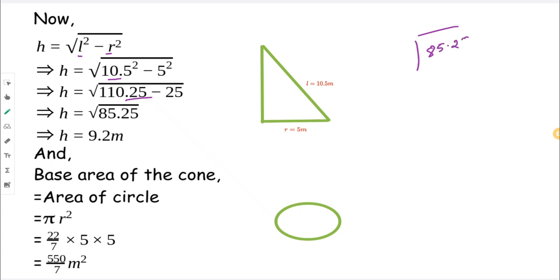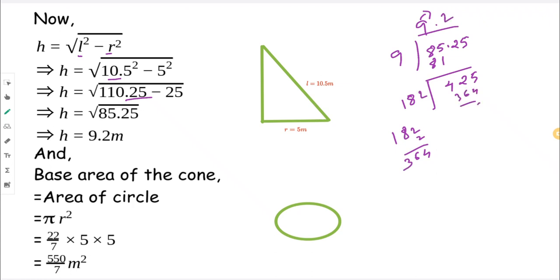85.25. We'll start with 9. 9 nines are 81. Then 85 minus 81 is 4. Then the next two digits will come down, making 425. And like I said, we also have to take it into 2. 9 twos are 18. Then 18 into, let's take 2, then 2 twos are 4, 2 eights are 16, 2 ones are 3. If I take 3, it becomes too much. So 2, then 2, I'm going to have 364. So let's not go more than this. So what do we get? The height of the cone is equal to 9.2.